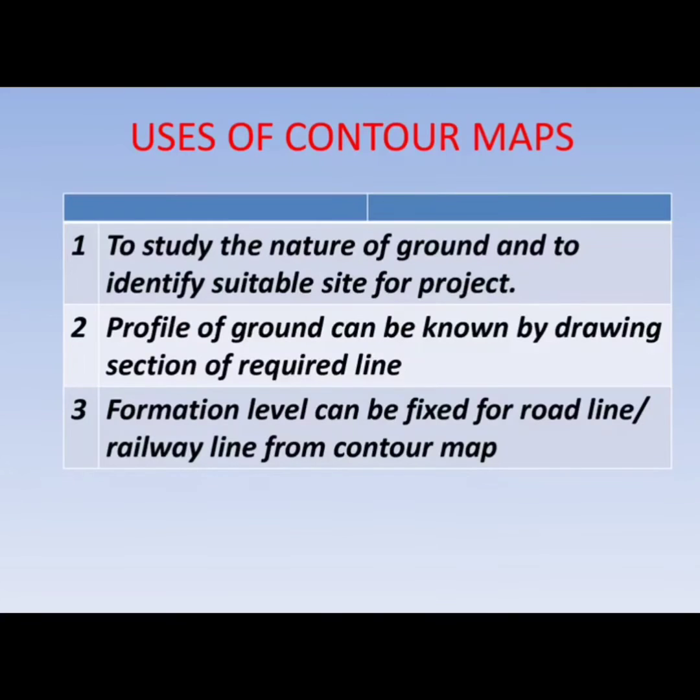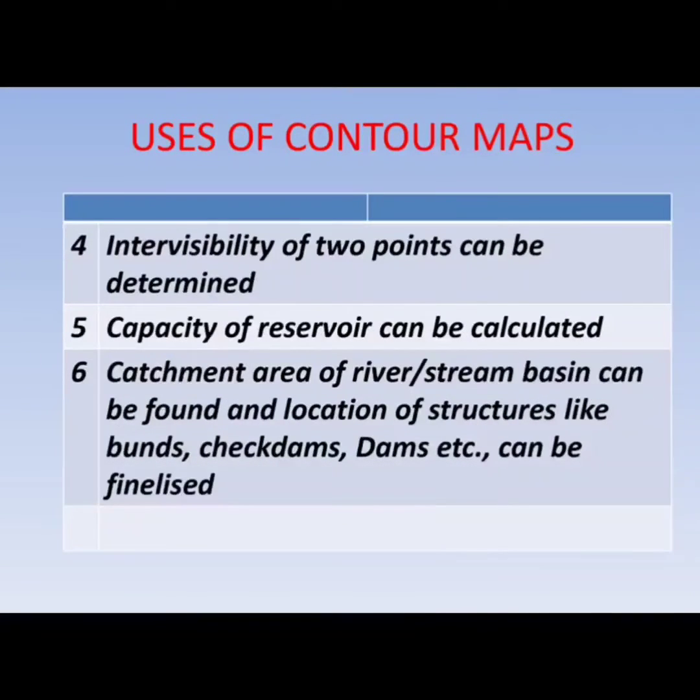Uses of contour maps: to study the nature of ground and identify a suitable site for the project. The profile of ground can be known by drawing a section along the required line. Formation level can be fixed for a road line or railway line from the contour maps. Intervisibility of two points can be determined from the contour maps.